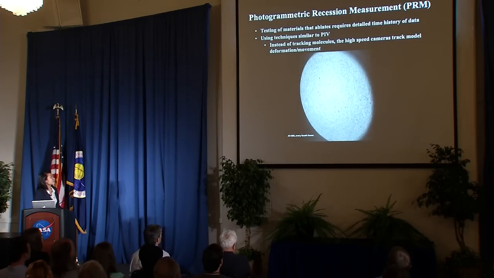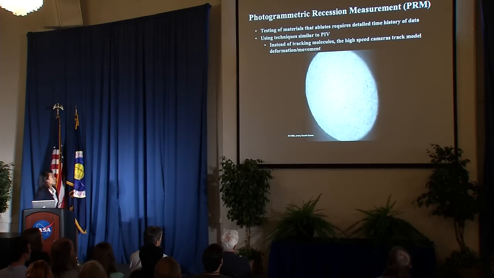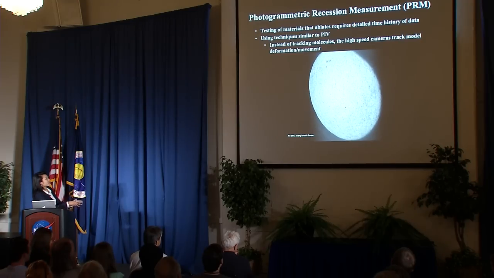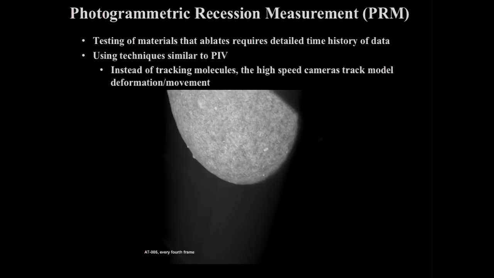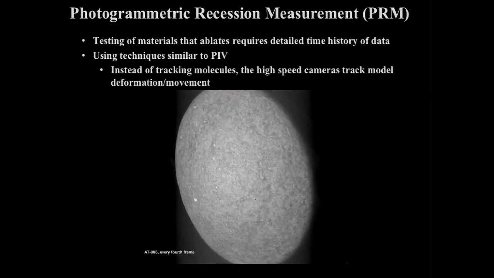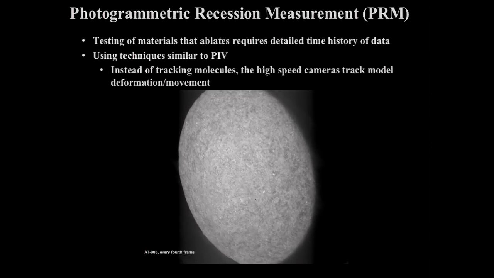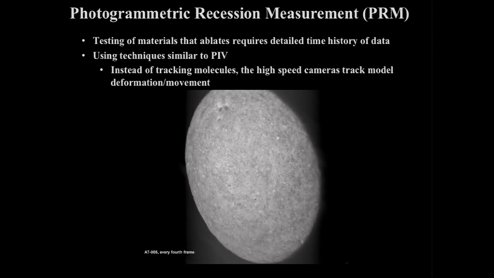We call this photogrammetric recession measurement. It uses the same technique as PIV, but instead of tracking molecules, you're actually tracking the surface of the heat shield being ablated away. Right now we have PICA in the ArcJet. And one great use of this is, what if the ablation was uneven? How would you know that measuring it before and after, and when it actually started becoming uneven? With this technique, you're able to see it in real time.